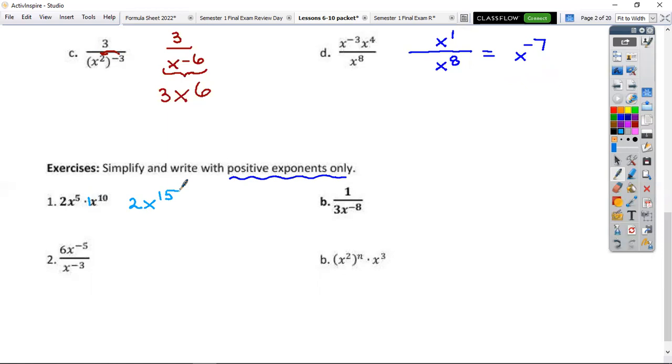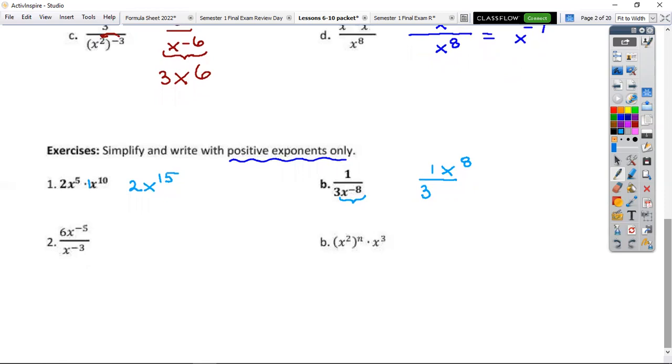Letter B, you want to be careful with this. You have x to the negative 8. It is obviously not a positive exponent, so you're going to flip it, but the 3 needs to stay where it is. So I have 1 over the 3. And the only part that comes up is just the x to the 8. And then that's it. That's as far as that one can go, but just make sure you don't pull the 3 up with the x.